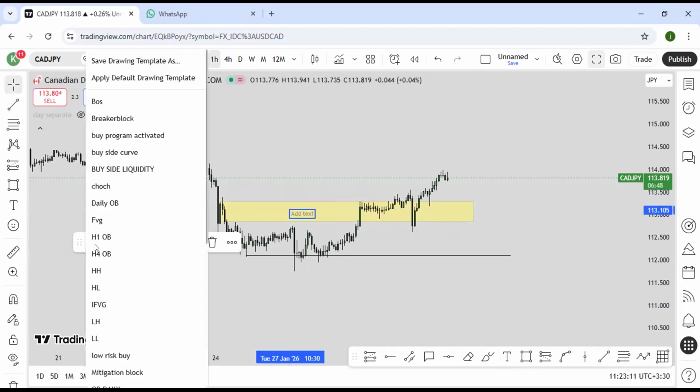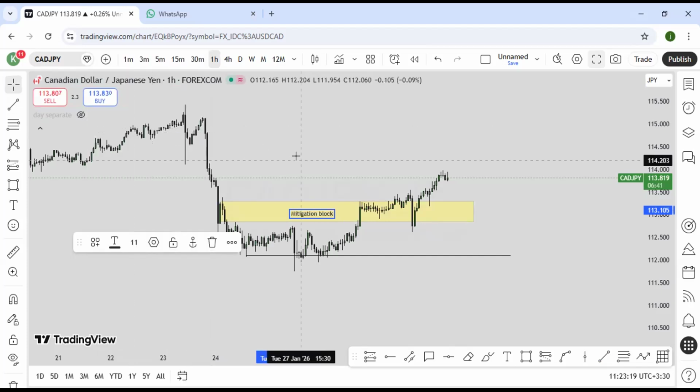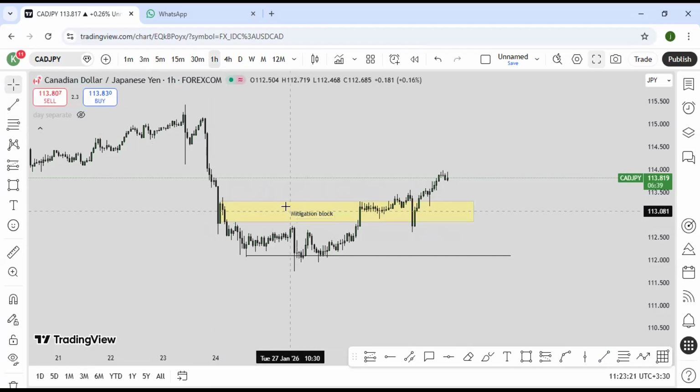You can call me on my phone, then we talk on WhatsApp. I'm not hearing you. So this is the mitigation block here. So this is what we trade.